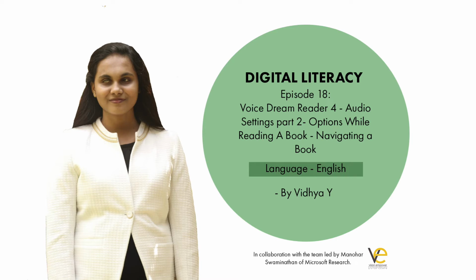Do listen carefully. Next, play button. Pride and Prejudice by Jane Austen. Chapter 1. It is a truth universally acknowledged that a single man in possession of a good fortune must be in want of a wife. However little known the feelings or views of such a man may be on his first entering a neighborhood, this truth is so well fixed in the minds of the surrounding families that he is considered the rightful property of someone or other.